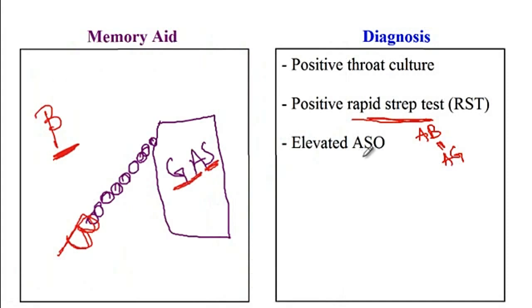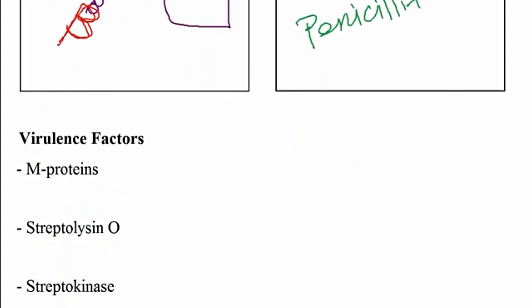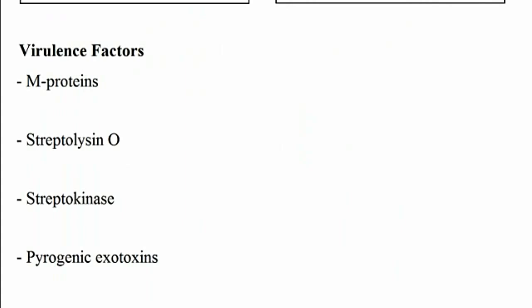So presence of antibodies against streptolysin O, also known as anti-streptolysin O antibodies, is also another diagnostic feature for group A Streptococcus. And then for treatment of patients that are infected with group A Streptococcus, you can provide them with oral penicillin. Alright, next I would like to discuss the virulence factors of group A Streptococcus and talk about how any one of these virulence factors can lead to different complications.